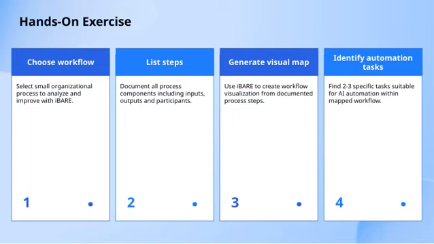After that, you'll use iBARE to generate a visual map of the process. This helps you see the workflow clearly and identify areas for improvement. The final key step is to pinpoint 2 or 3 specific tasks within that process that could be automated using AI. These are typically repetitive or time-consuming tasks that would benefit from automation. Remember, this exercise ties directly into the overall theme of streamlining workflows and leveraging AI to enhance efficiency. It's about taking a real process, understanding it deeply, and then applying the right tools to make it better.